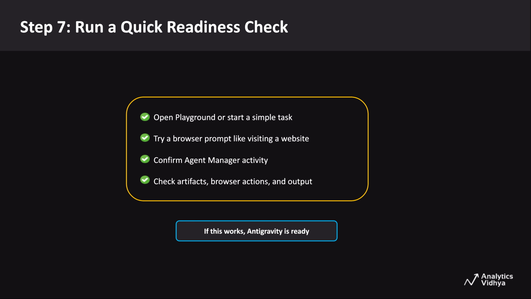Now that everything is installed, it is time to verify that the setup is working properly. You can do that by opening the playground or trying a simple task, like asking Antigravity to visit a website. Then check whether the agent manager becomes active and whether the browser actions and outputs appear as expected. If that works, your setup is complete and Antigravity is ready for hands-on use.